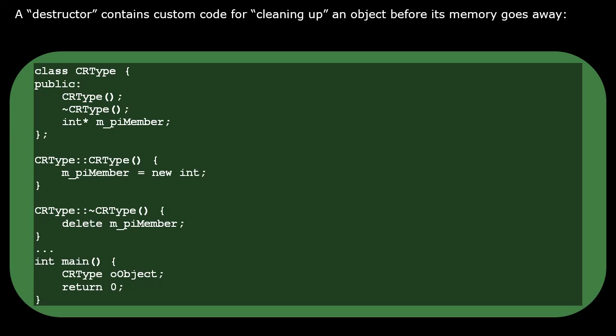If you skip typing the destructor function in your source code, then the compiler will automatically make one for you, which essentially does nothing.